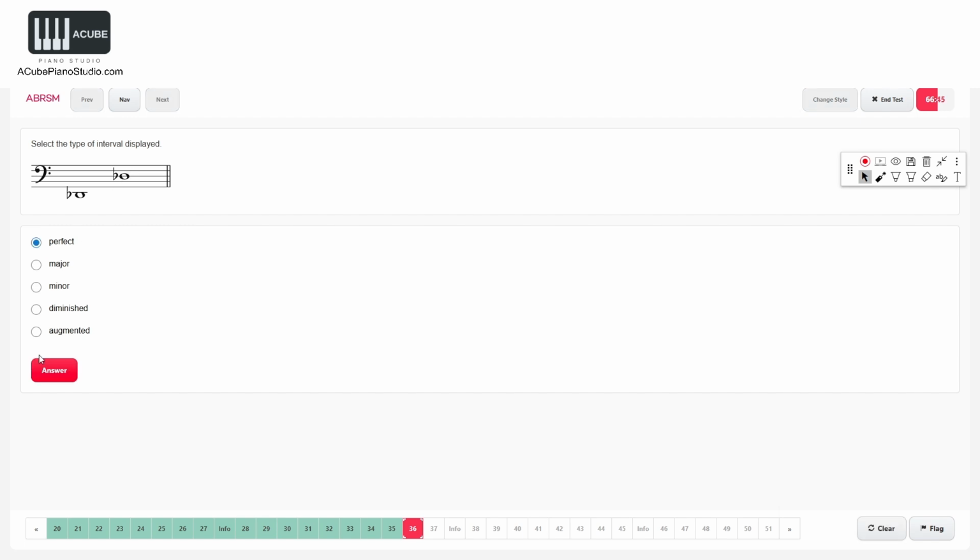So it must be perfect. Okay, an octave and the same note with the same accidentals. If here's flat, here's flat, here's sharp, here's sharp, here's double flat, and so on, then it must be a perfect eighth. Okay.